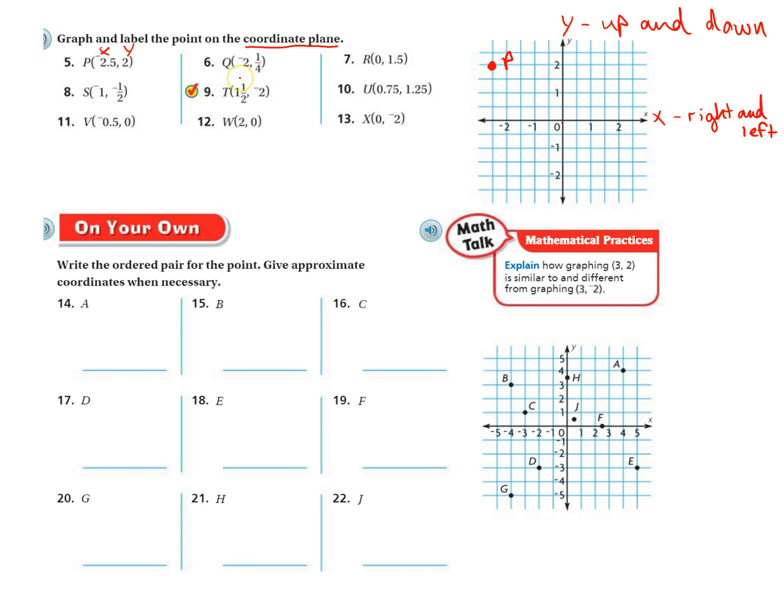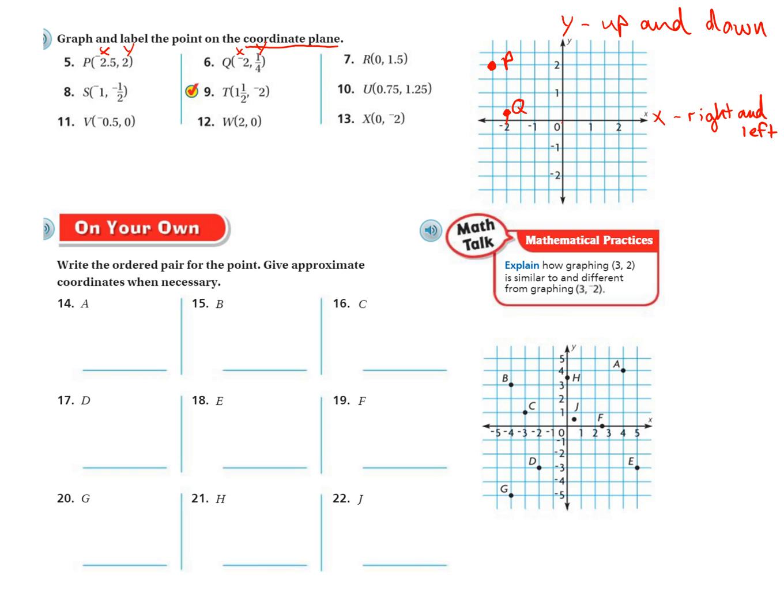Okay, number 6, point Q. Again, x is first, y is the second one. So x is negative 2, that's going to be to the left, 2, to negative 2. And then y is 1/4, so positive is up. And it's not quite a half, it's going to be right in between. So that's going to be right there. Okay, and that's going to be point Q.